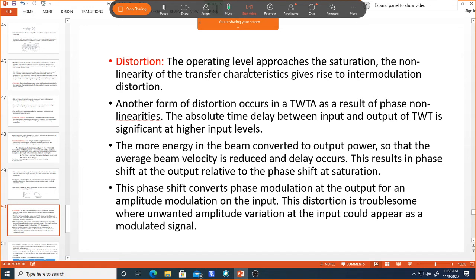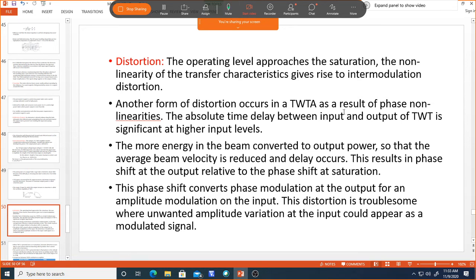Now also, distortion occurs as the operating input power increases. What are the types of distortion in this TWT? When the operating level approaches saturation, the maximum point, due to the non-linearity characteristics, intermodulation product distortion will occur. That means the harmonics also play a role in the amplification process, and that will produce the distortion.